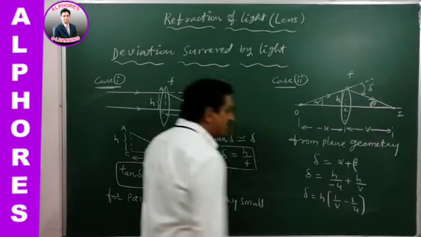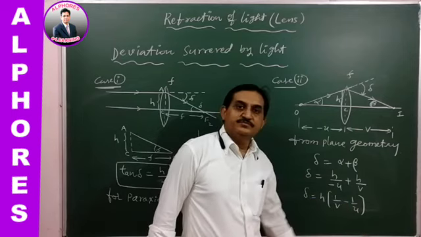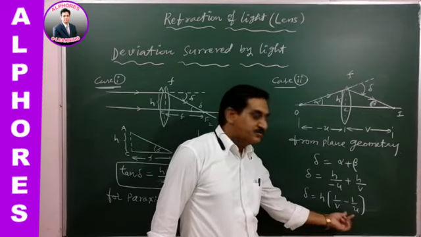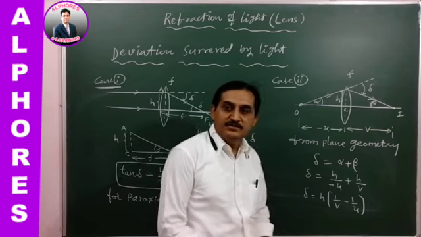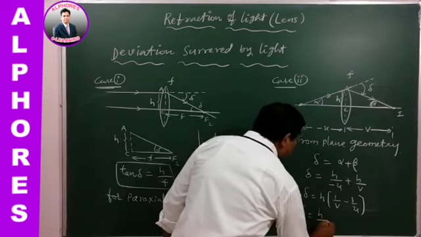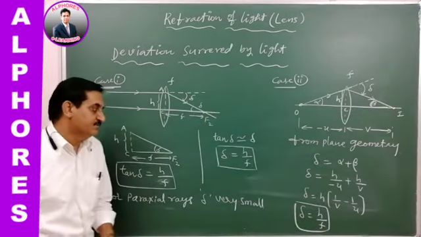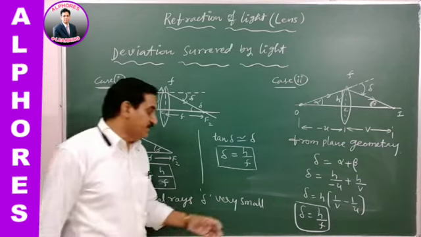You can modify this. Taking h common, 1 by v minus 1 by u gives the lens formula. So instead of 1 by v minus 1 by u, we can substitute 1 by f. Delta is equal to h by f. So this is the deviation suffered by the light. In both the cases, we are obtaining the same.